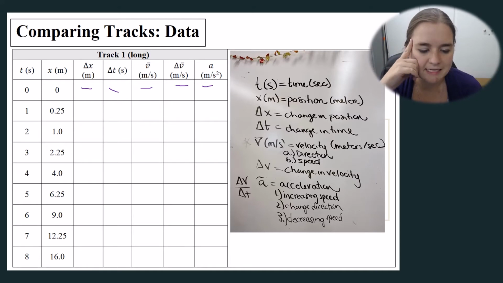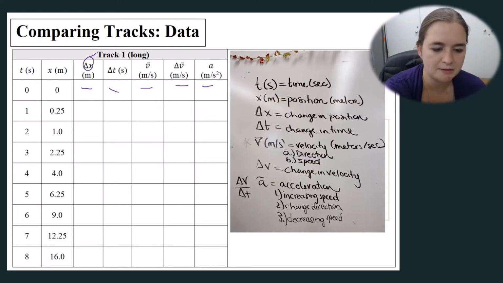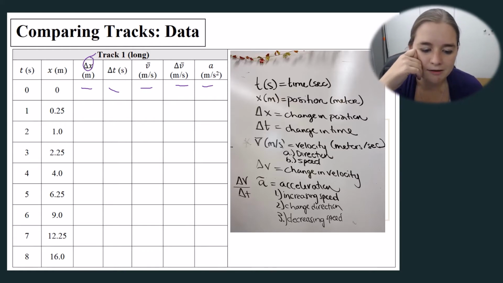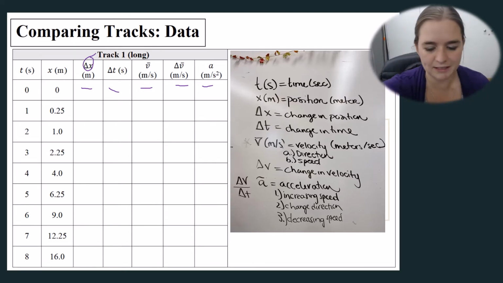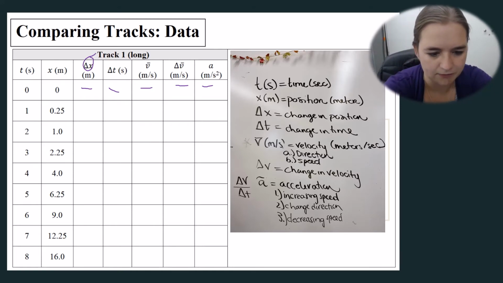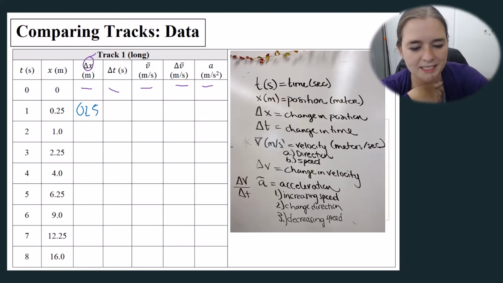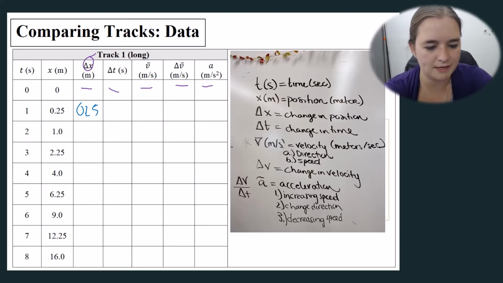But now let's think about our change in position between 0 and 1. So to calculate my change, that tells me the difference, and I take my distance at the first marker minus my distance at the 0 marker. So 0.25 minus 0 gives me 0.25. So my change in position for this first box is 0.25. My change in position for the next one, if I go 1 minus 0.25, well, that's a change of 0.75.